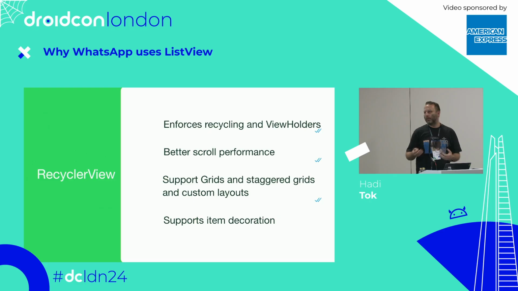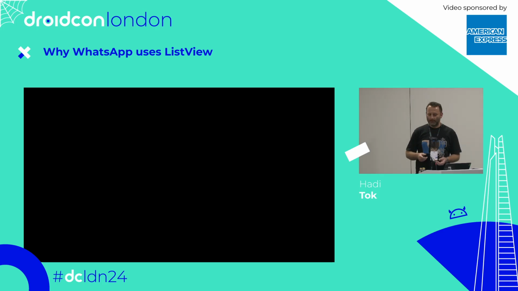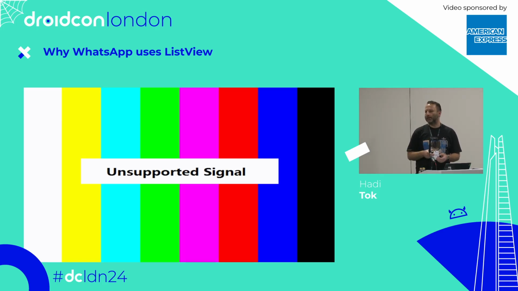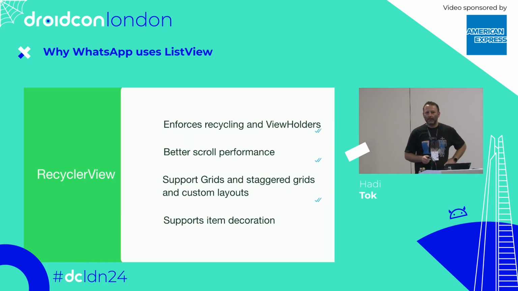RecyclerView also supports item decorations. So depending on where they are displayed in the list, you can have customized views. Like you can do the first item on the row in a different style. Or if you want to add numbers to it, you can do these kinds of things. Or if you want to change spacing between the items, you can do that. But this works better with grids and staggered grids. On a list, it's not too necessary.